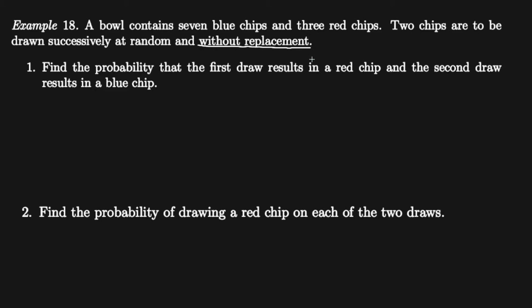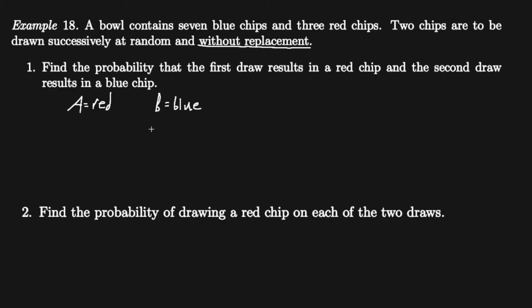For the first one, we find the probability that the first draw results in a red chip and the second draw results in a blue chip. So we can label the first one as A, which would be the first draw, the red chip, and then B, which would be our blue chip, our second draw.